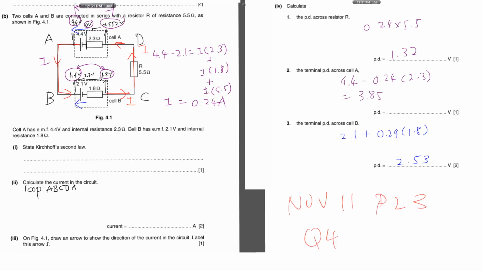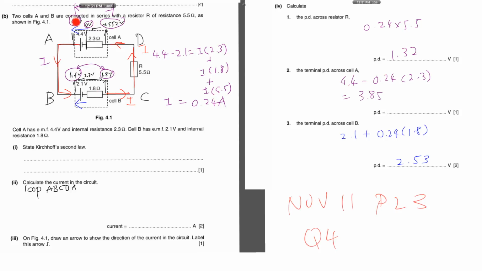Next part, terminal PD across cell B. When you go terminal PD across cell B, now don't forget your A is charging, means the cell here on top is charging the cell at the bottom. So when the current passes through this cell, it loses or gains energy. It loses. So it loses 2.1 volts here, and then it loses another IR here. So therefore, the terminal PD you must add up. So it's 2.1 plus IR, because this is a loss and a loss. Whereas the top was different, it was a gain, it was a loss and then a gain. You see the difference? But for this is both losses.